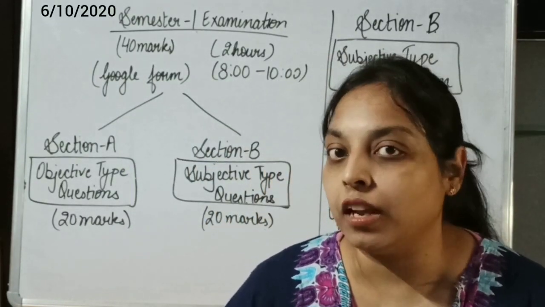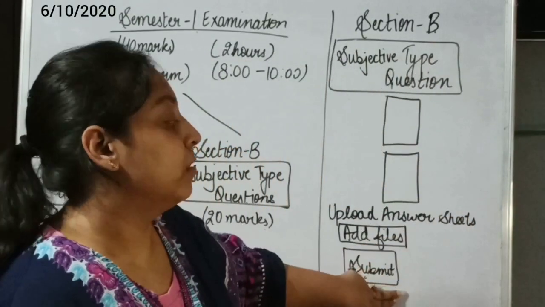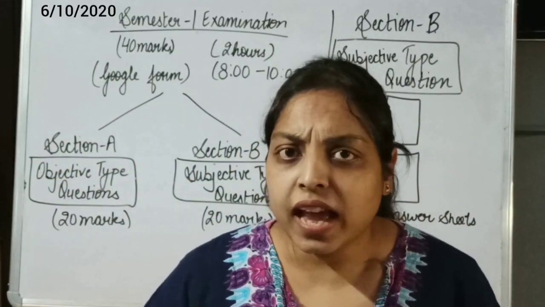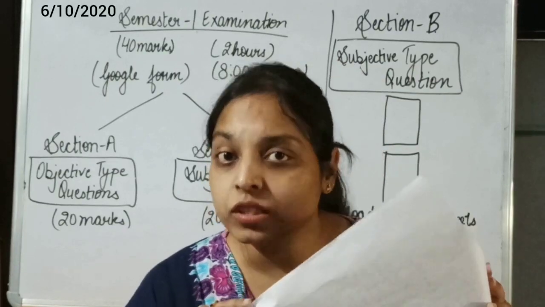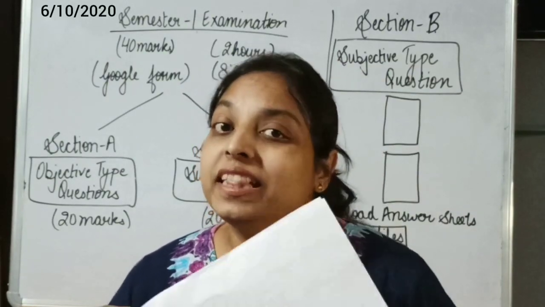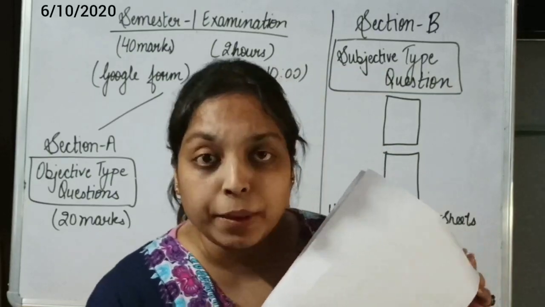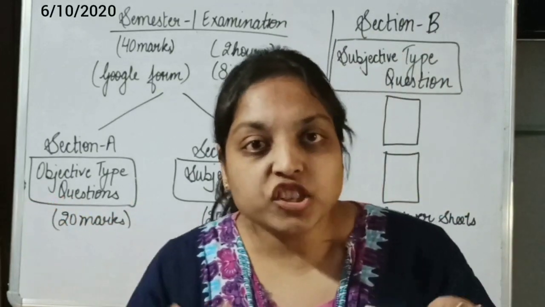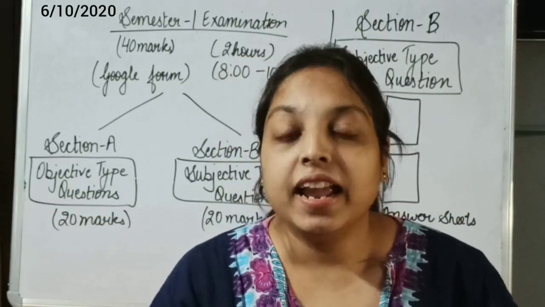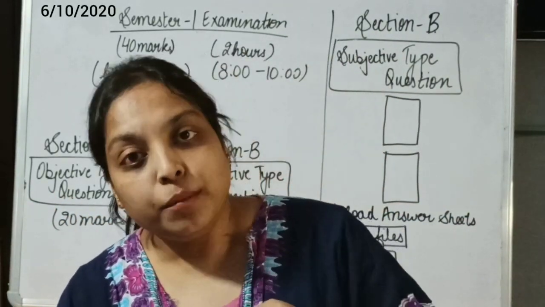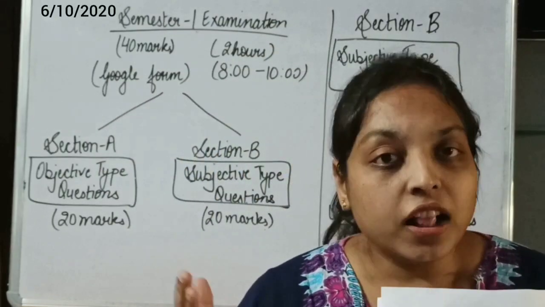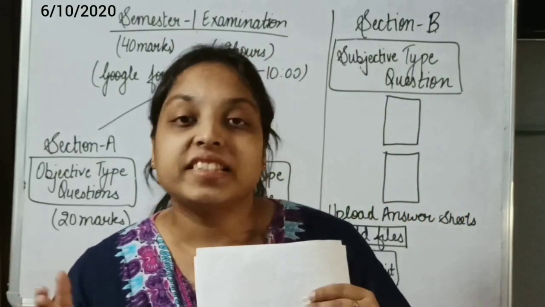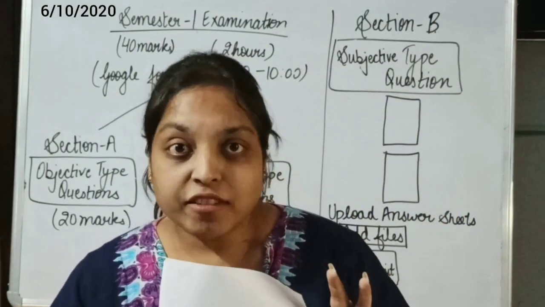But this time, after submitting this, your paper will not be over. Why? Because we have told you that you have to submit this hard copy in school. So what will you do with these sheets on which you have written the paper, objective and subjective both? You will take all the sheets together, then staple them and then keep them in a clear bag.